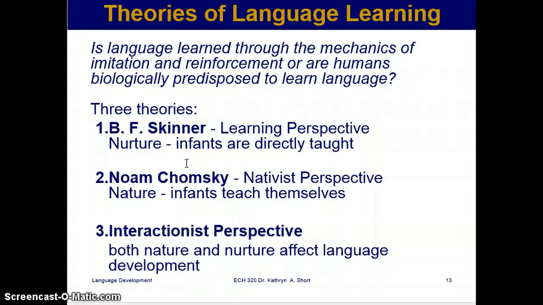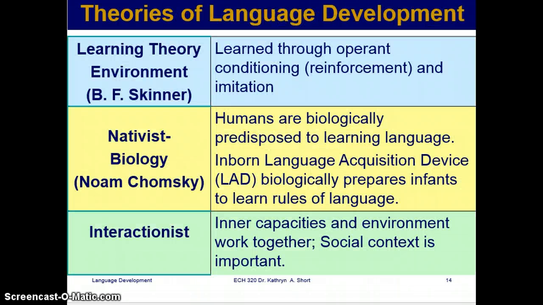So basically we need to learn 3 theories. The 3 theories are, number 1, B.F. Skinner, learning perspective, nurture, infants are directly taught. Number 2, Noam Chomsky, nativist perspective, so nature, infants teach themselves. Then number 3, the interactionist perspective, both nature and nurture affect language development. Okay, now we're going to talk about these 3 theories.